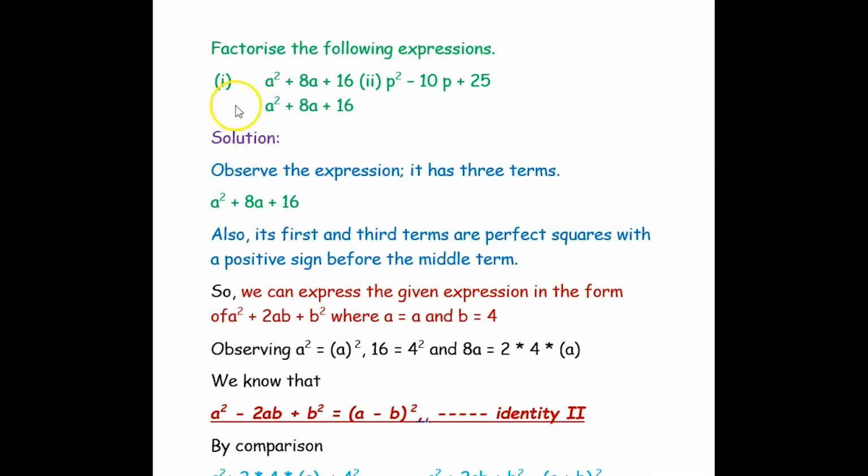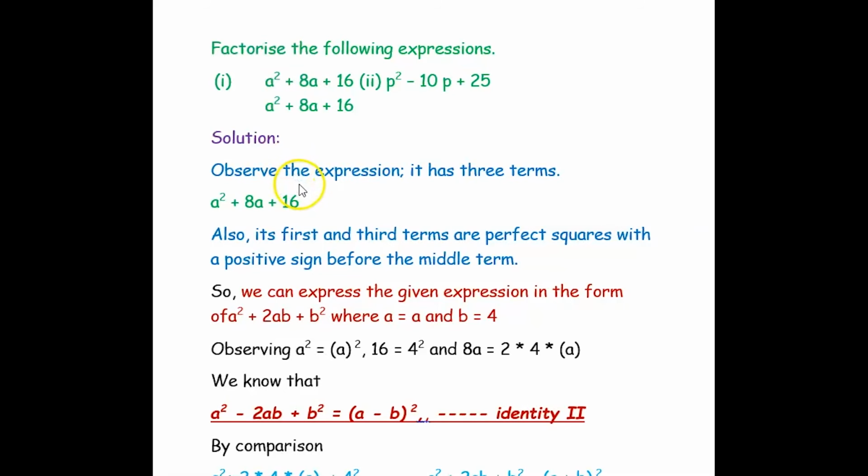Factorize the following expressions: a square plus 8a plus 16, p square minus 10p plus 25. Now let's go one by one. First expression is a square plus 8a plus 16. So first let's observe the given expression. It has three terms. Now look into your first term and last term. Both the first term and last term are perfect squares. Now look into the sign of the middle term. It is a positive number.